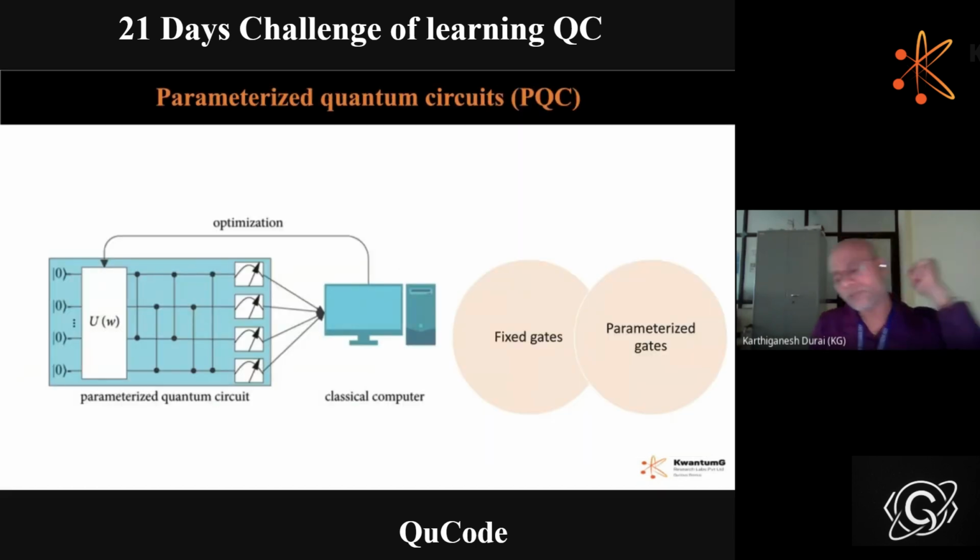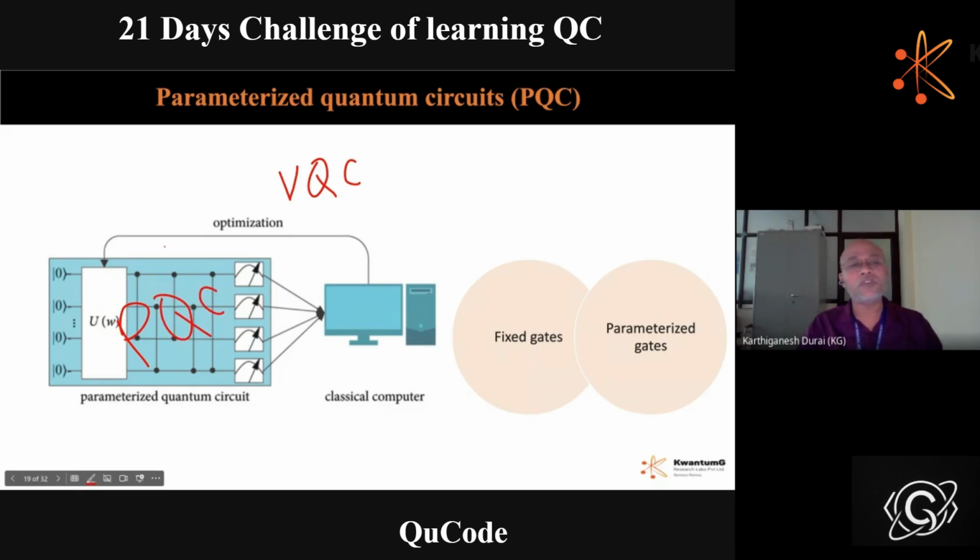Now, to understand quantum machine learning, we should be very clear about the VQC and PQC concepts. VQC is variational quantum circuit. PQC is parameterized quantum circuit. So VQC will always use a quantum circuit. This portion is the PQC. The overall setup is VQC.